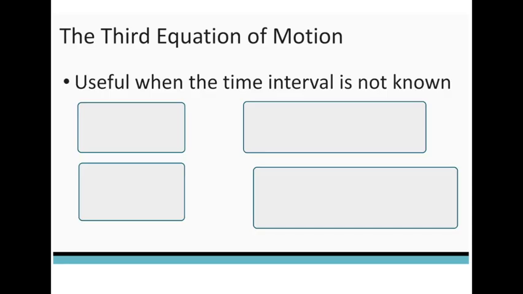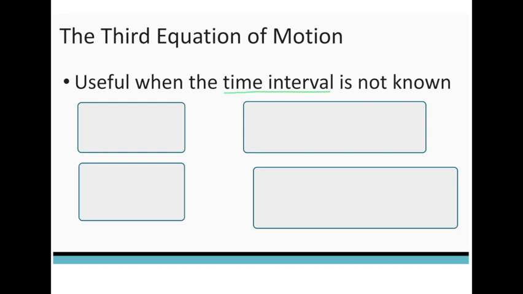What happens then when we don't know the time? This is useful when the time interval, this is your blank on your little handout, is not known. So my third one, so my first one was when my displacement was not known. My second one was when an actual position, like a final position, is not known. And my third one is when my time is not known. So let's walk through how we get this.